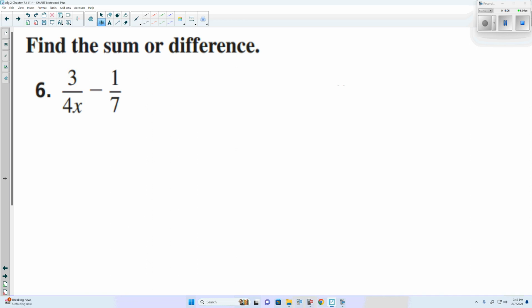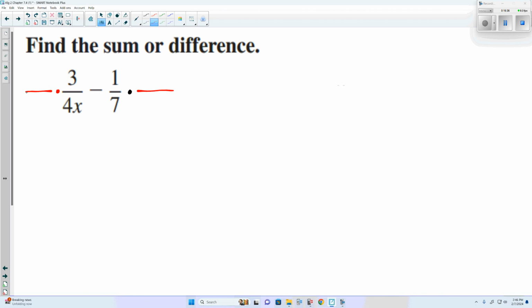Let's look at this one here. All right, let's look at this. So we want to be able to add or subtract. To be able to add or subtract these, we need the denominators to be the same. Okay. So we're going to have to multiply both of these expressions by something.